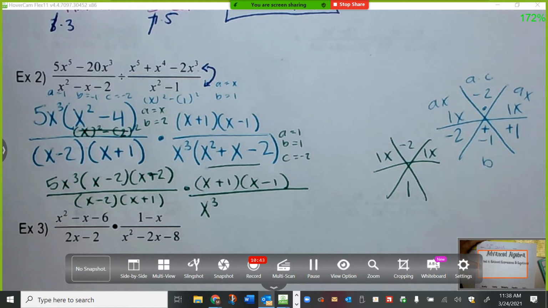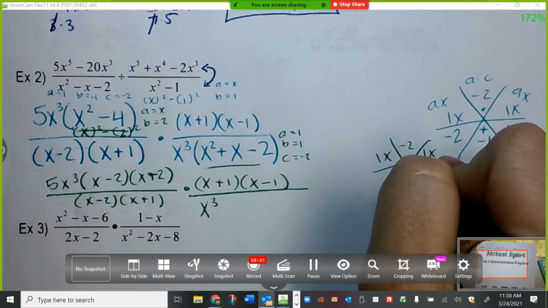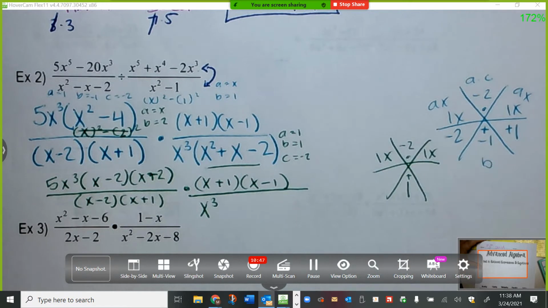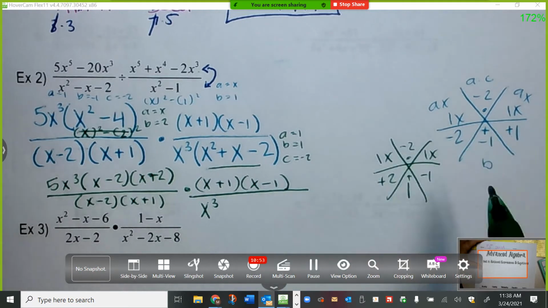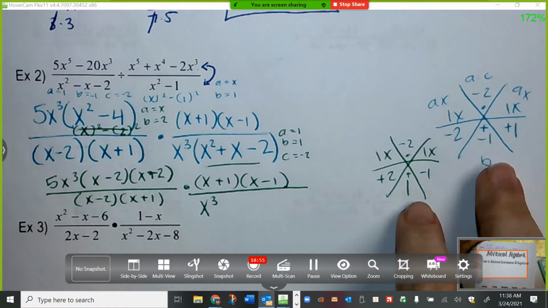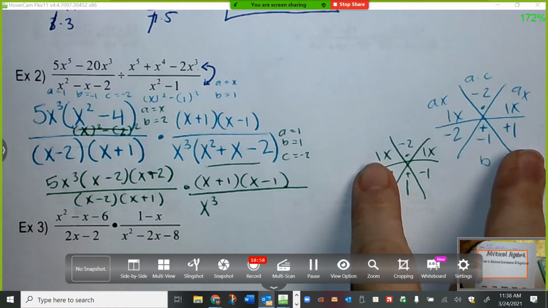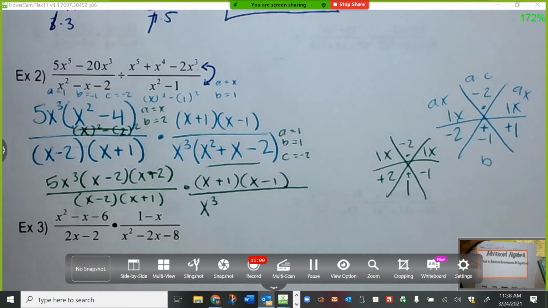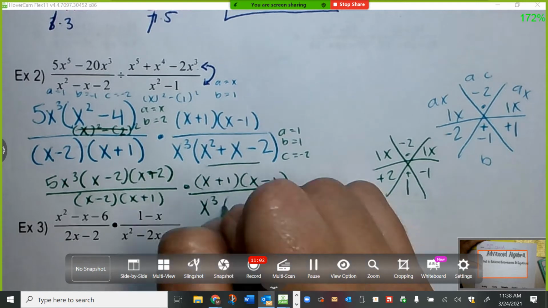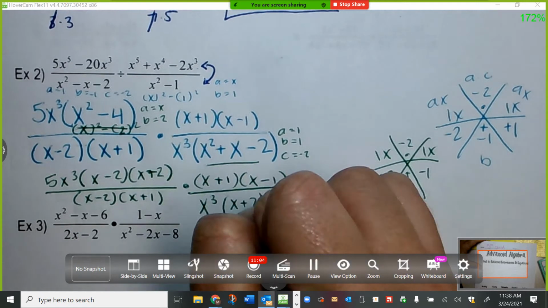What multiplies to give me negative 2, but adds to give me positive 1? Positive 2 and negative 1. So it's almost exact. The B values were opposite, therefore your two side values were opposite. Okay? So I get x plus 2 and x minus 1.